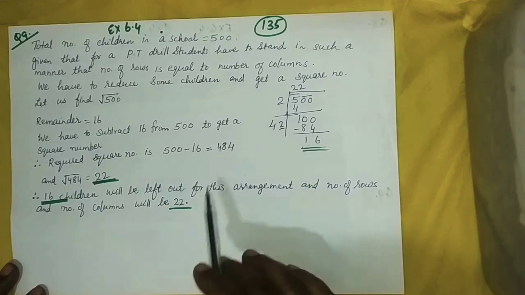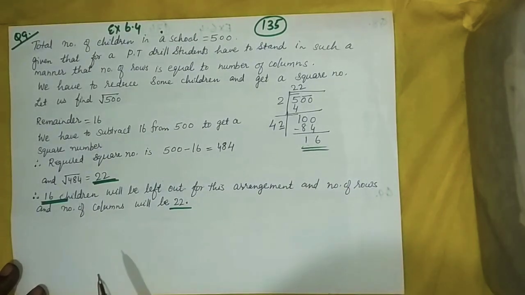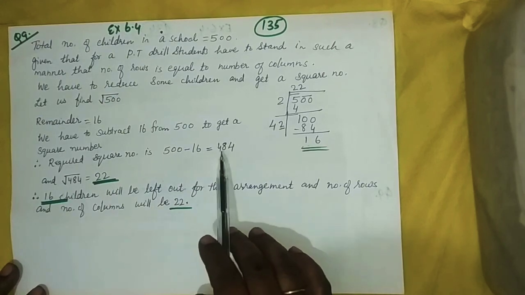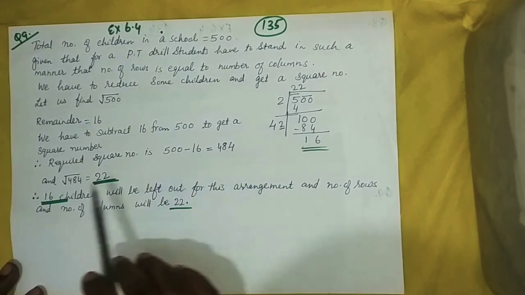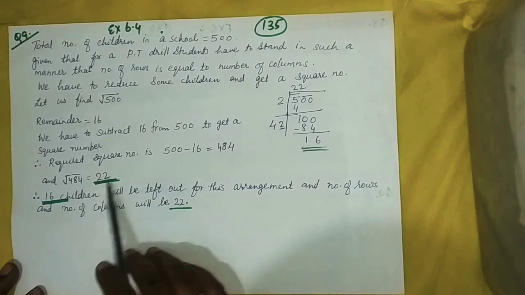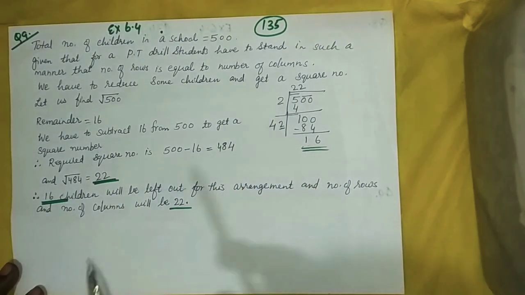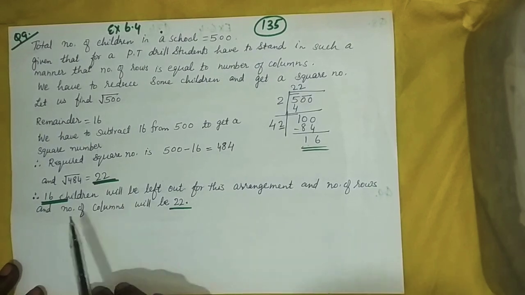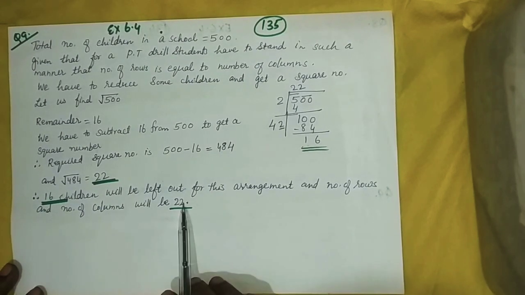That means we have to subtract 16 from 500 to get a square number. And the required square number is 500 minus 16, which is 484. And the square root of 484 is 22. So 16 children will be left out for this arrangement, and the number of columns and number of rows will be 22.